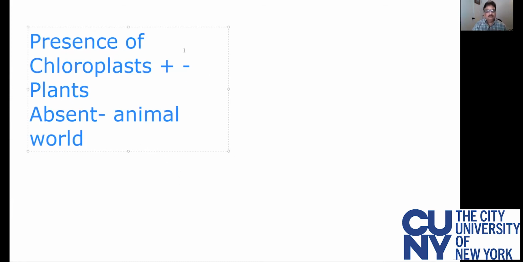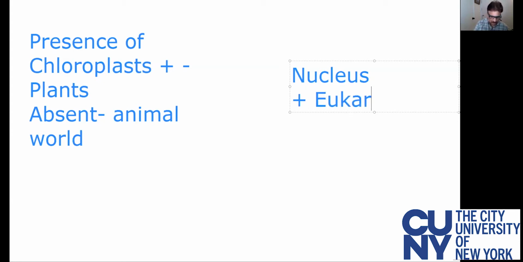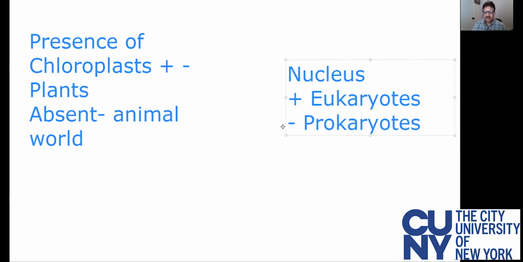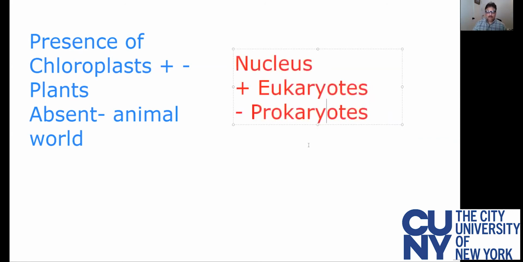The third way organisms could be divided is on the basis of presence or absence of nucleus. So in organisms where nucleus is present, it could be referred to as eukaryotes. And in organisms where nucleus is absent, prokaryotes. So eukaryotes and prokaryotes.